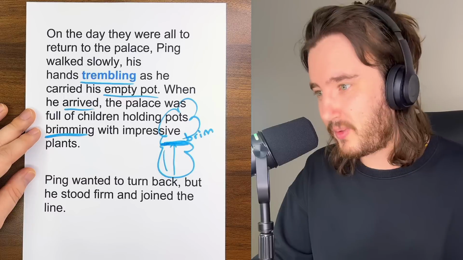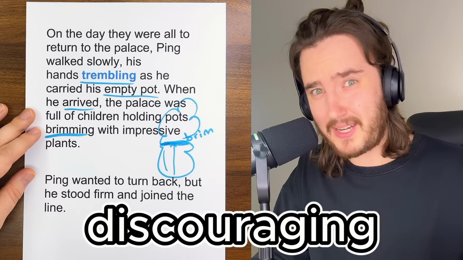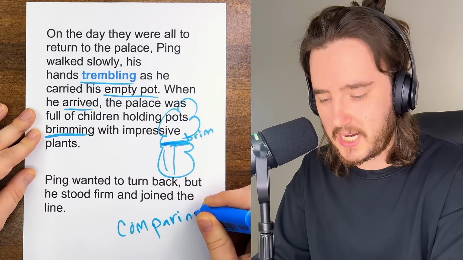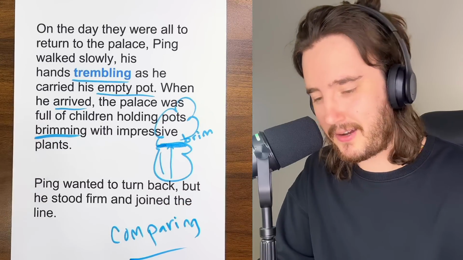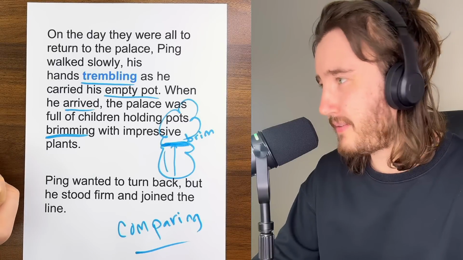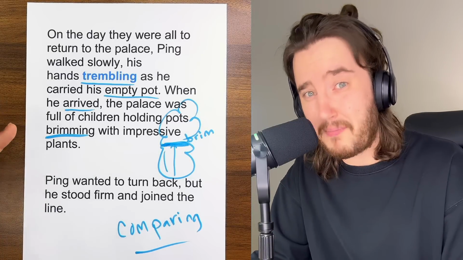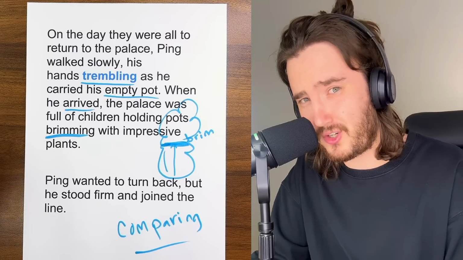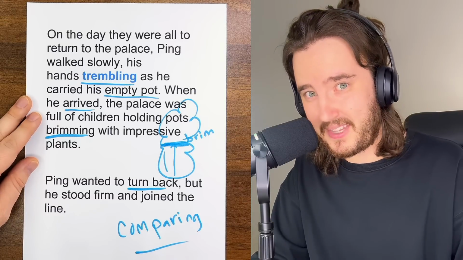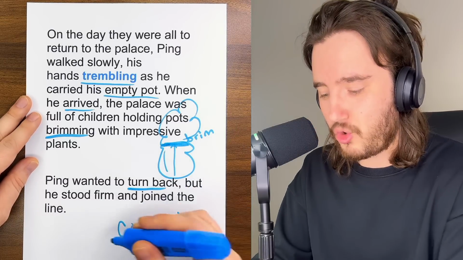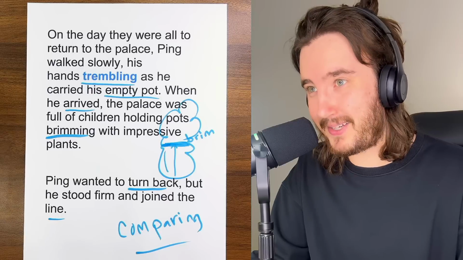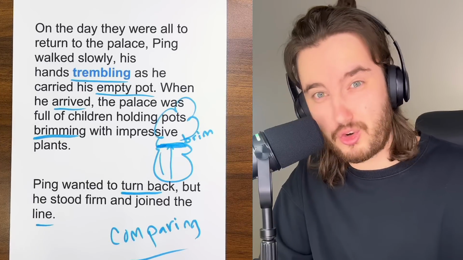Of course, this is really discouraging for Ping. This makes him feel even worse because he is comparing his seed to their plants, right? He's like, oh my God, how can I even show my face here? How can I even show my face? This is so embarrassing. He's thinking, maybe I should just go home. Maybe I should turn back. But he stood firm. He was unwavering, and he joined the line. He's getting ready to show the emperor his empty pot and tiny little seed that never grew at all.